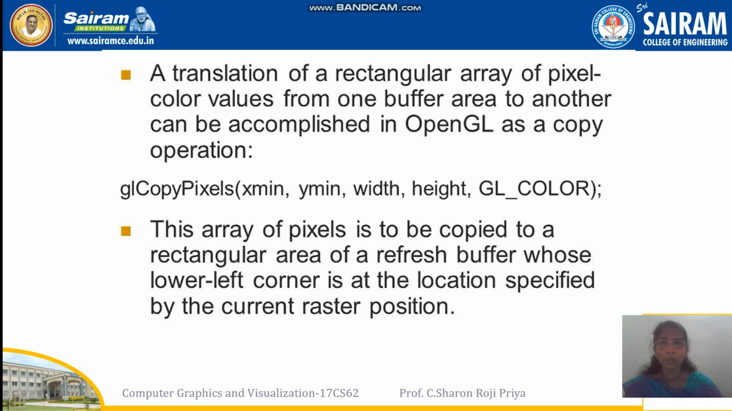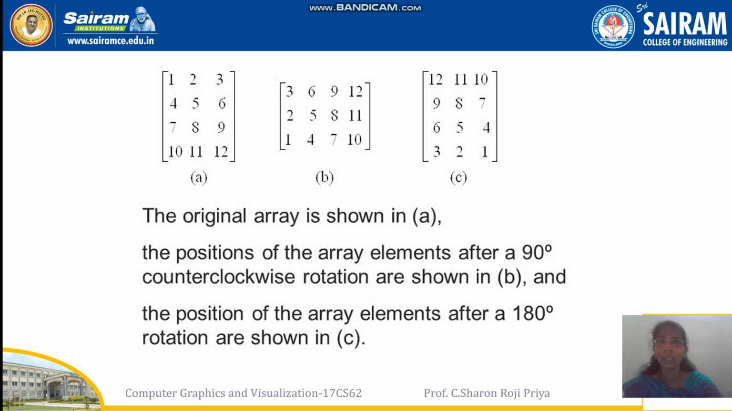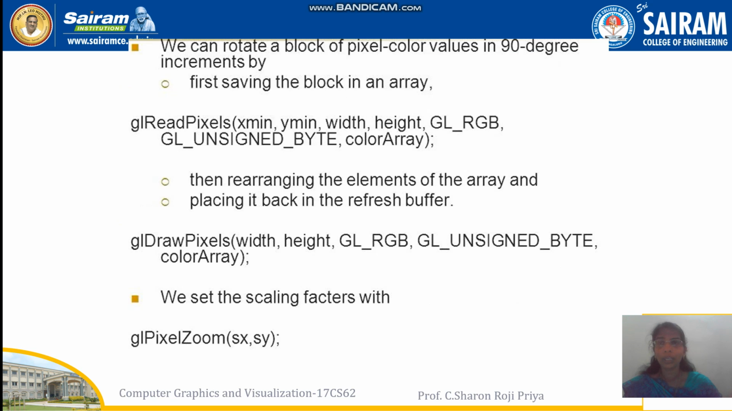The next is rotation. To perform rotation, what I have to do is first store the block of pixels in an array, then do some rearrangements in the array, then again store the block of pixels back to the frame buffer. That's what I have given in this slide: save the block in an array, rearrange the elements and place it back in the frame buffer. Now what is the first step? I have to store the block in an array. For that I have to read the pixels.